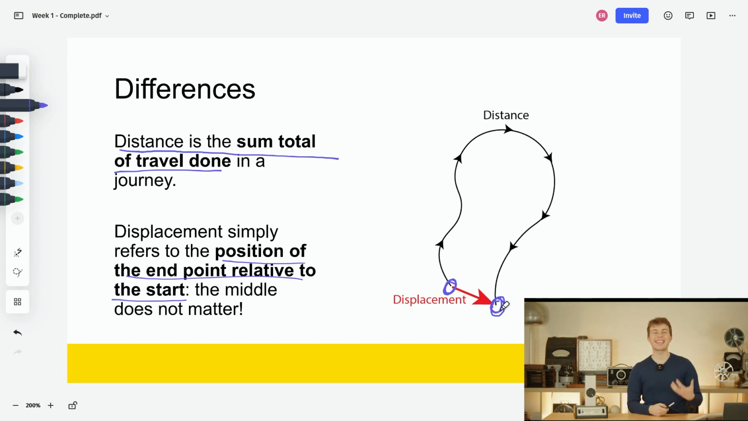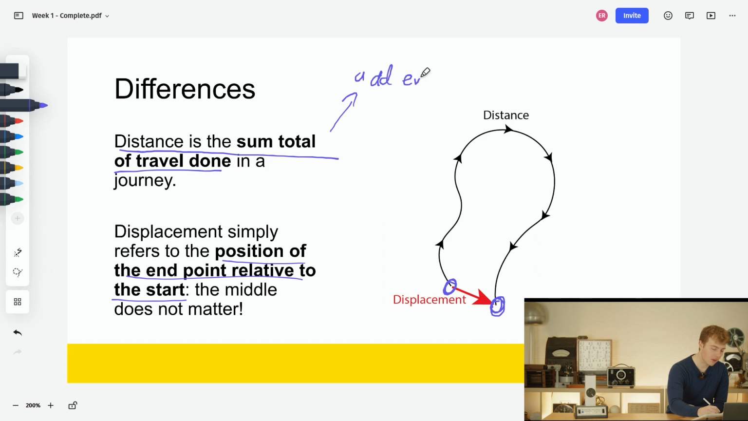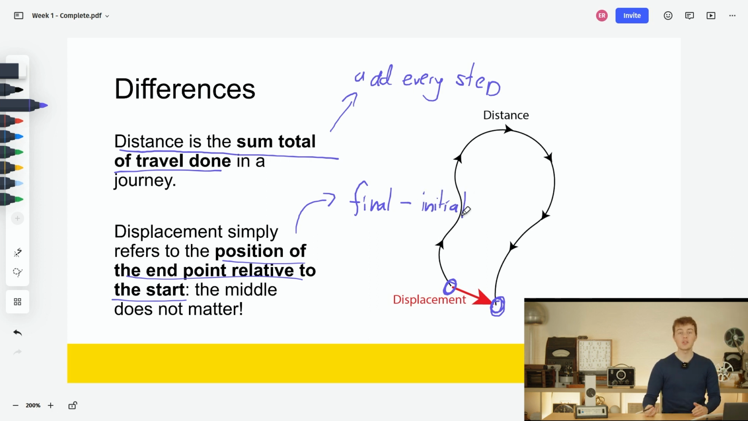So when you are calculating the distance something travels, you need to add up every single step. Every step. And for displacement, it's just the final position minus the initial position. It doesn't matter what else you've done. It just matters where you've ended up relative to where you've started. That's the important difference.